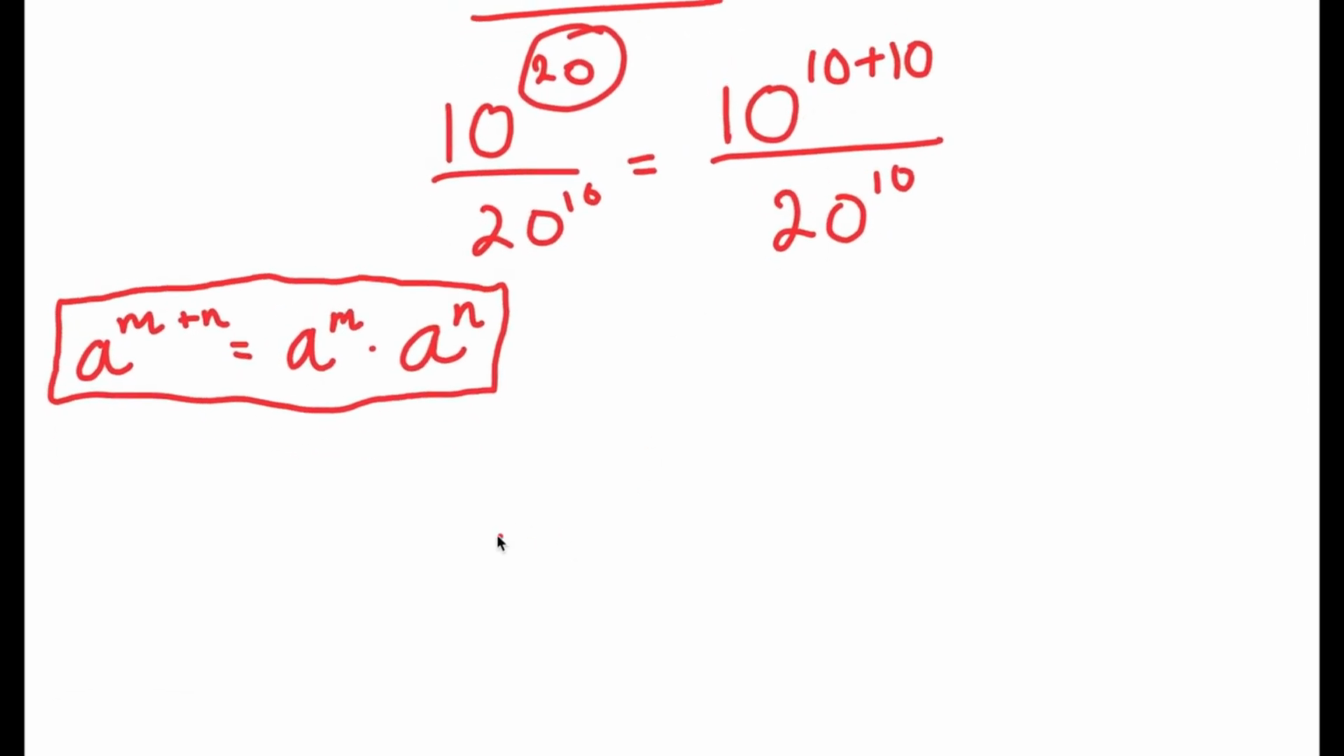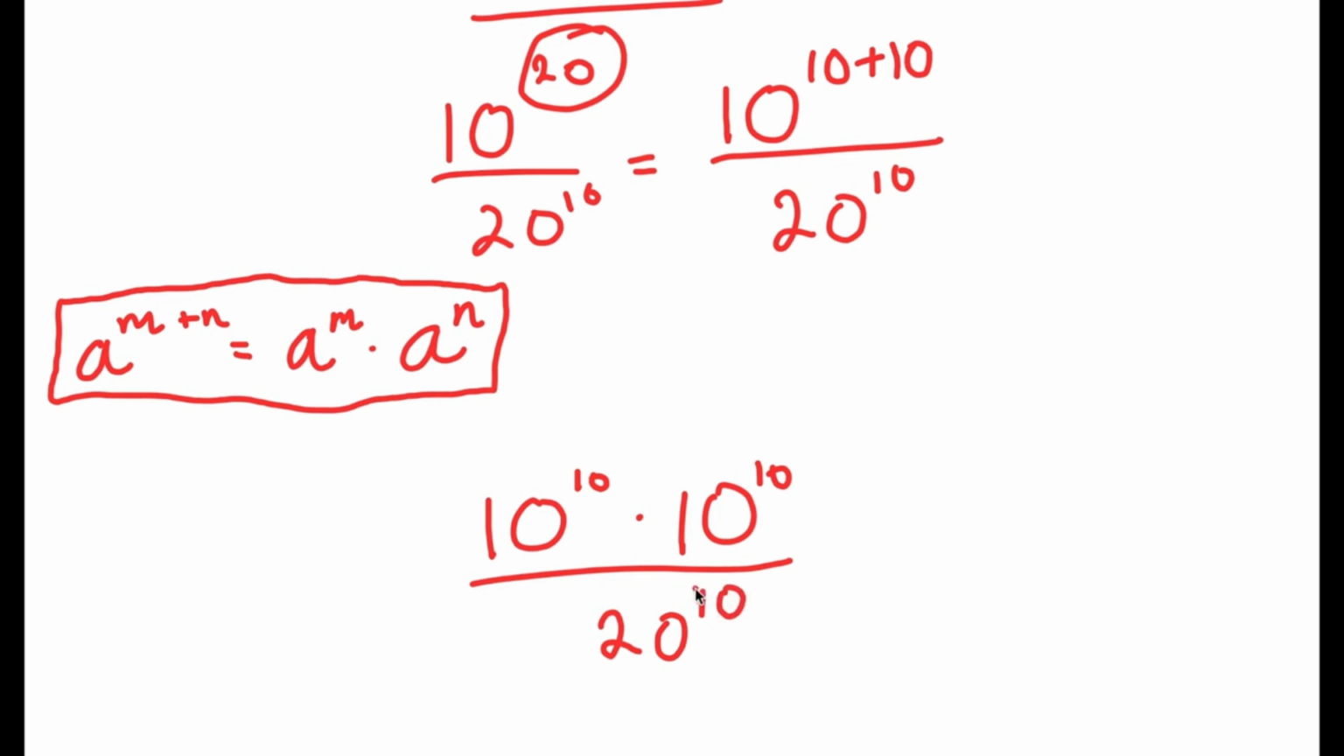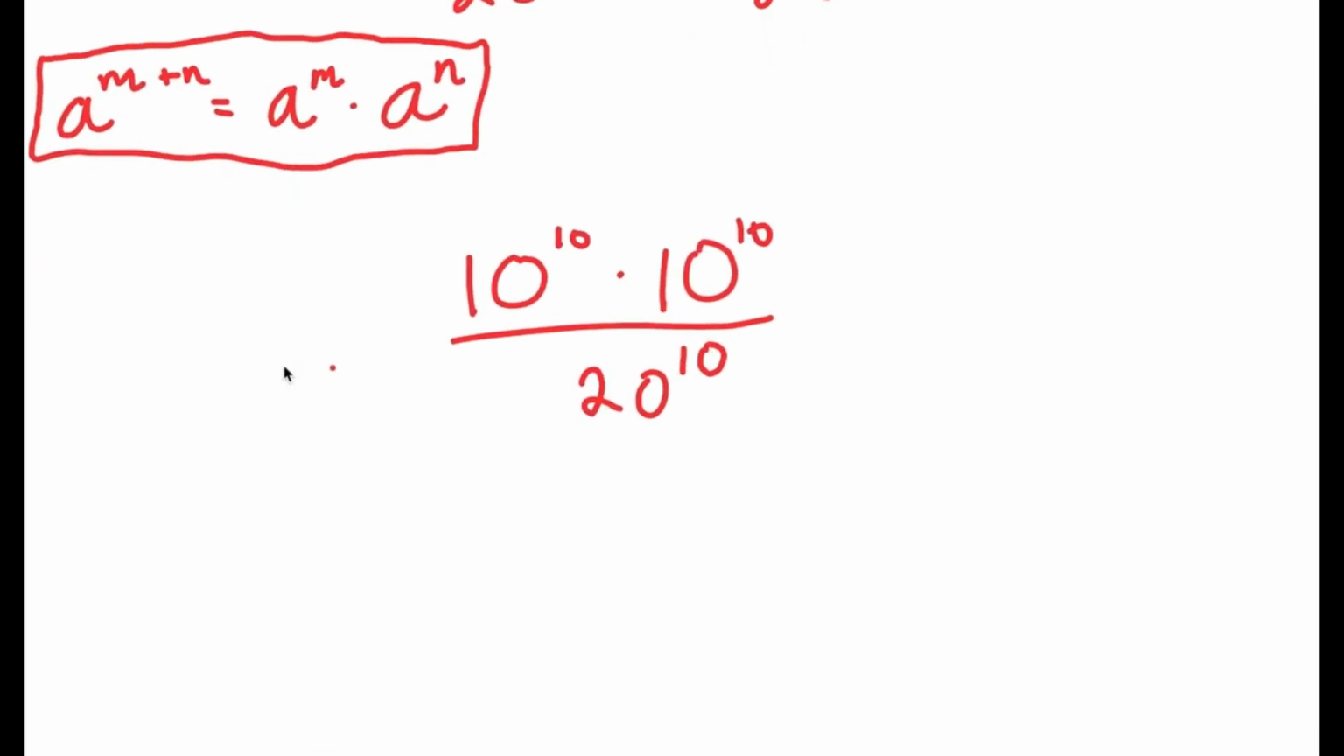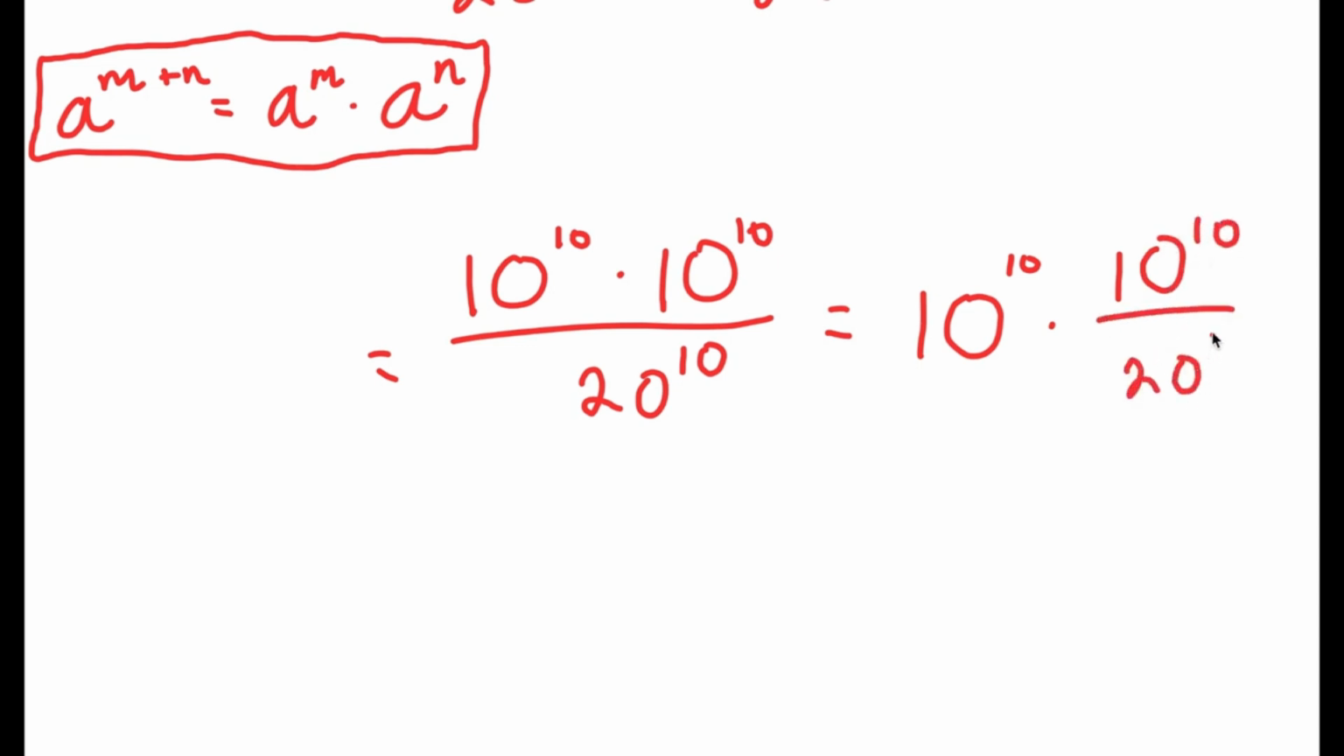So now 10 to the power of 10 plus 10 is going to turn into, we can think of both 10s as m and n, so this turns into 10 to the power of 10 times 10 to the power of 10 all over 20 to the power of 10. Now, this can be written as 10 to the power of 10 times 10 to the power of 10 over 20 to the power of 10.